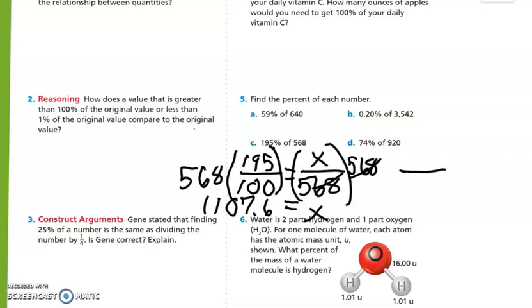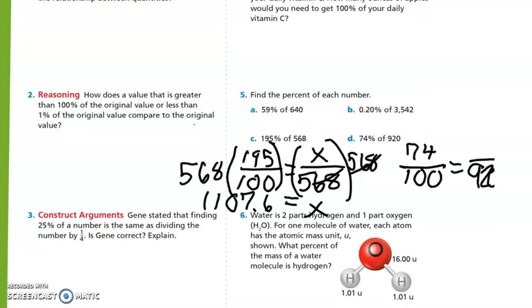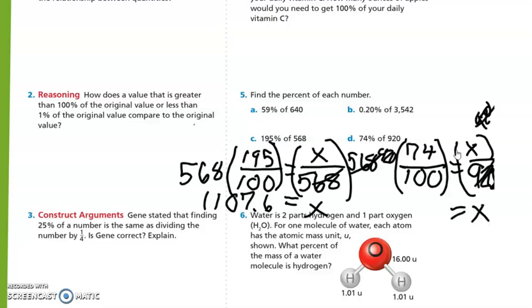Continuing on here to part D, start with your 74%, which is 74 out of 100. The 920 is the denominator. Again, it won't let me write on that screen. So you'll multiply both sides by 920. I'll try to do that up here. And divide by 920. These would cancel. We're left with X. And I just need to use my calculator. And I will get 680.8.